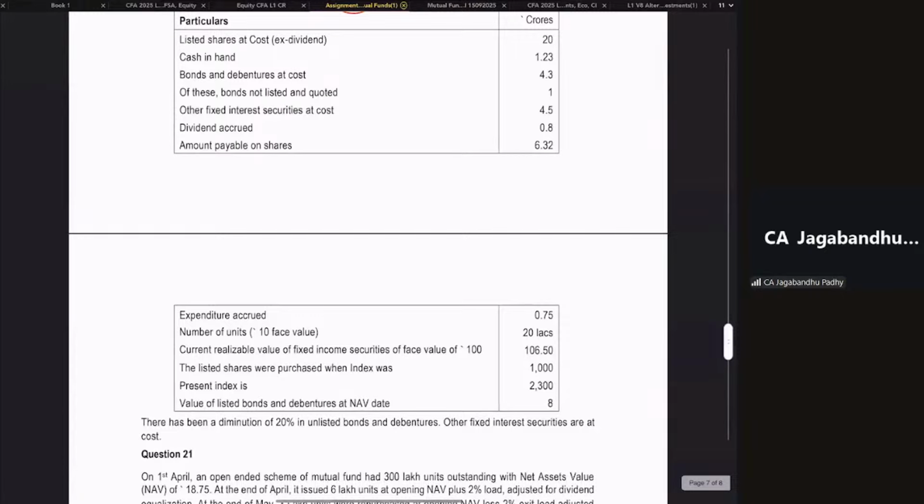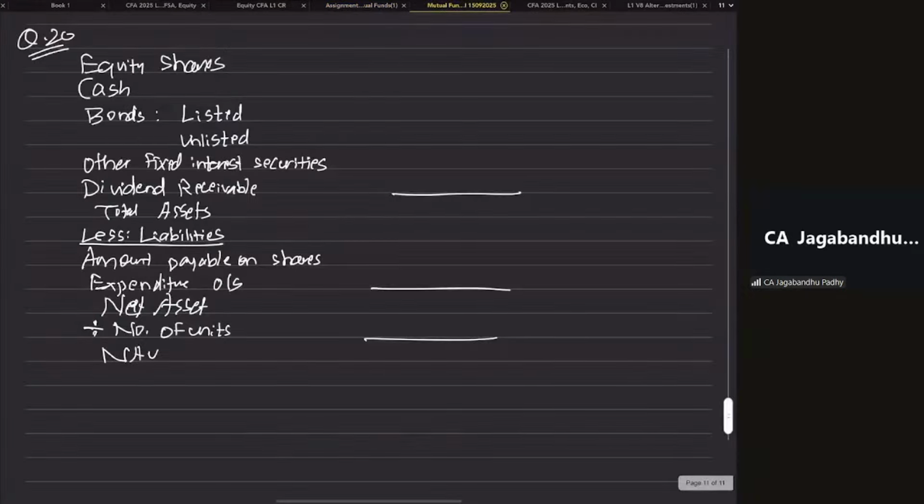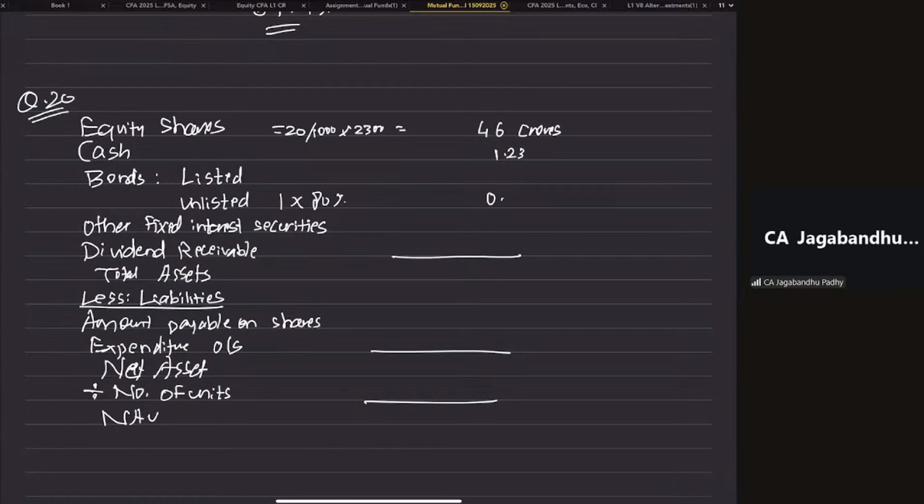Then bonds and debentures at cost 4.3, but they said that out of these bonds, not listed and quoted is 1. But how do we value them? For that, they have given over here there has been a diminution of 20% in unlisted bonds and debentures. So these unlisted bonds have reduced their value by 20%. So unlisted is going to be 1 crore into 80%, so 0.8 crores is the value of unlisted.